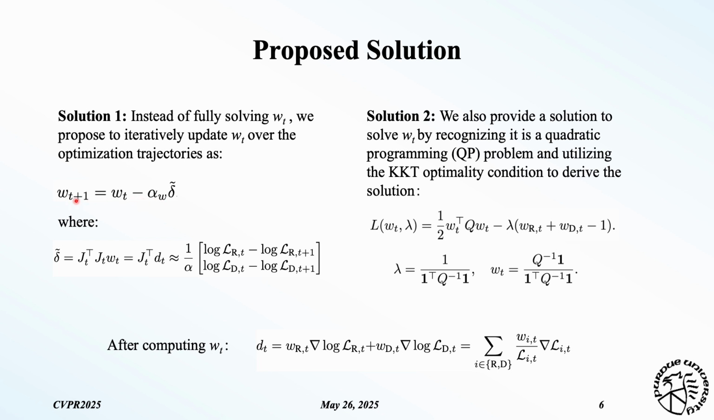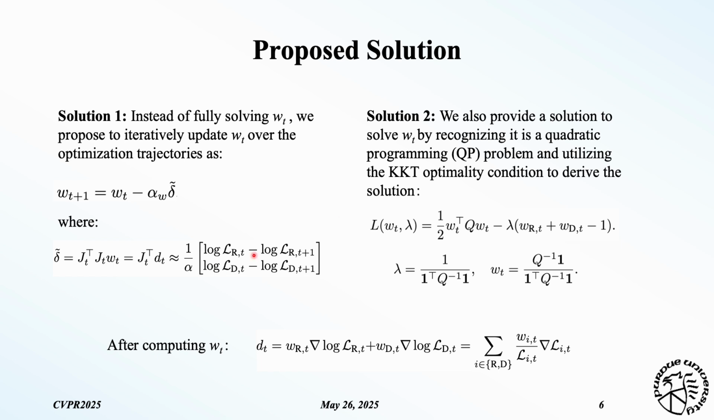We update the gradient weights, WT, iteratively, using the following update rule. WT plus 1 is WT minus alpha W tilde, where tilde delta is the gradient of our objective with respect to the weights. Using a Taylor expansion, we can relate the change in our loss values over each update step.